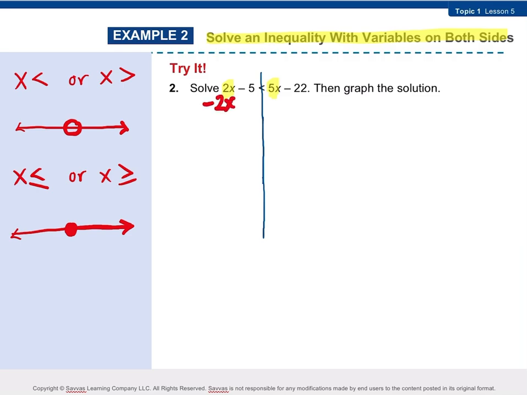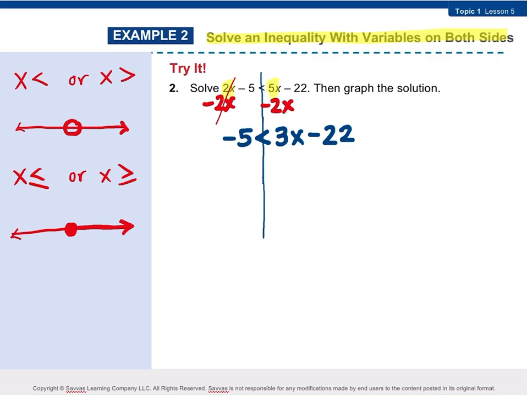So I'll subtract 2x. When I subtract 2x on the right, I have to take it from the 5x. I can't take it from the 22. We can only combine like terms that have the same variable. But 2x minus 2x is 0. And then I'll have 0 minus 5, negative 5, is less than 5x minus 2x, which is 3x. So I only take away x's from x's and constants from constants. It's like apples and oranges. So make sure you're paying attention to what you're combining like terms with.